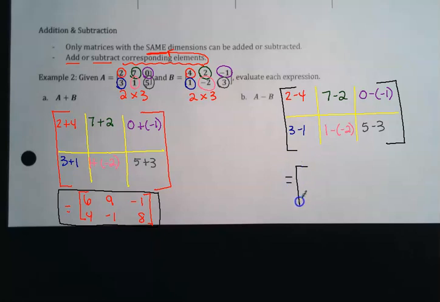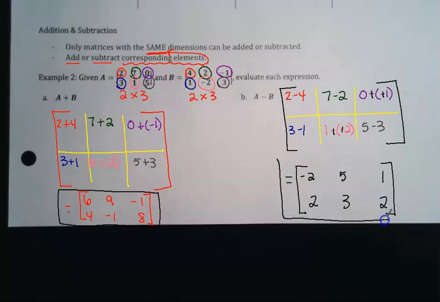So this would equal 2 minus 4 is negative 2. 7 minus 2 is 5. 0 minus negative 1, remember that's plus a positive, so that's 1. 3 minus 1 is 2. 1 minus negative 2, that's the same thing as plus a positive, so 1 plus 2 is 3. 5 minus 3 is 2. So there is our final matrix. Okay, we have evaluated the expression. Pretty sweet stuff there.